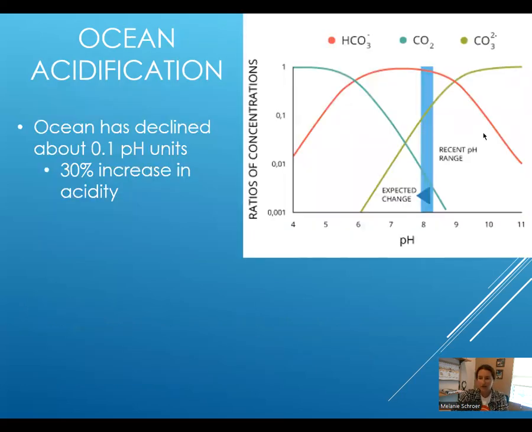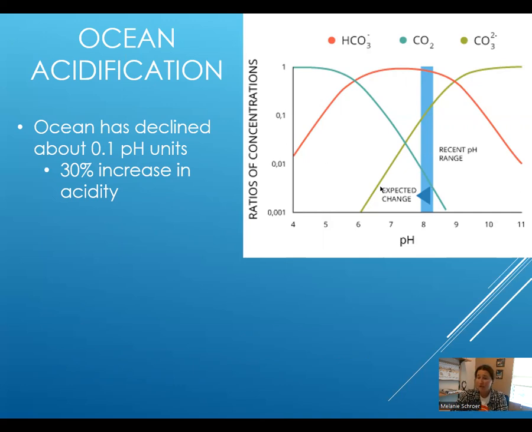Okay, so let's look at some data here. This graph is showing us just the relationship of carbon dioxide, bicarbonate, and carbonate. And so usually the ocean's pH is over here, so relatively basic. And the ocean in the past 100 years or so has declined about 0.1 pH units, which, you know, sounds like no big deal. It sounds like nothing, but what this actually amounts to is about a 30% increase in acidity. So shifting the pH in this direction.